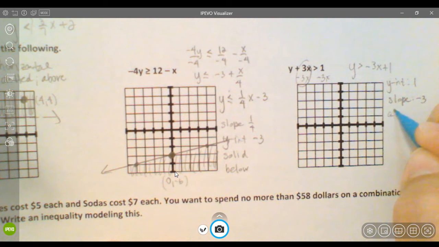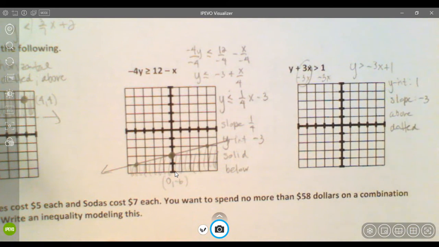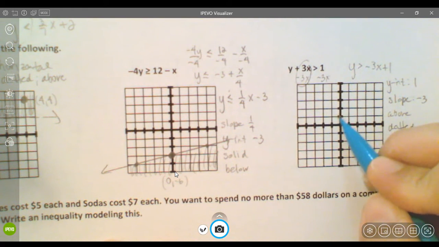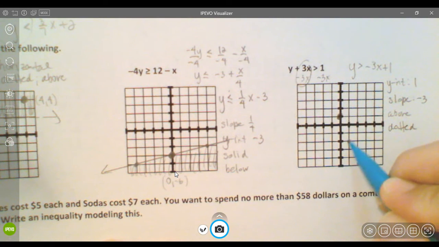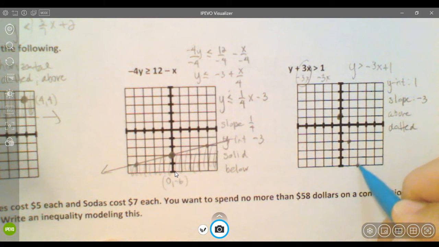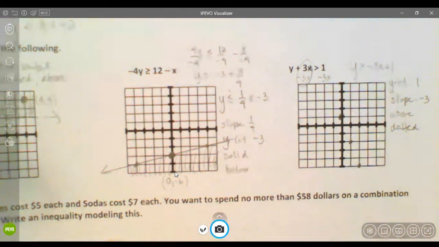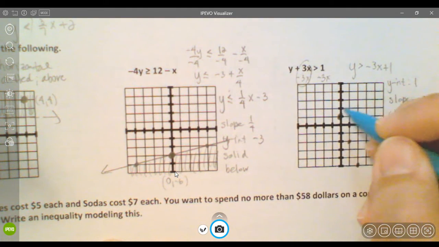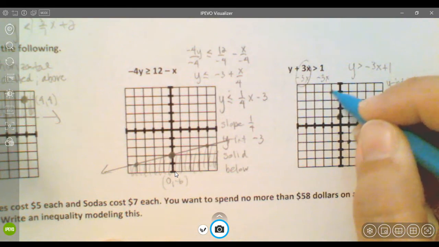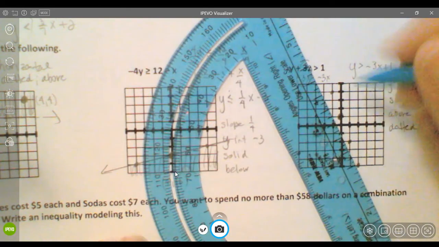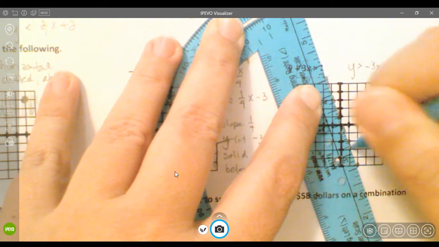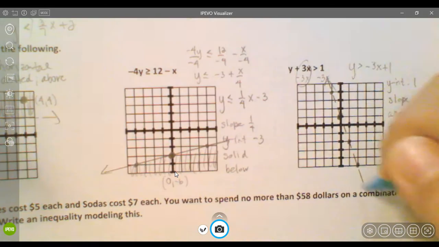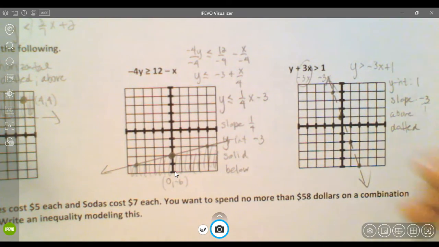I shade above a dotted line. Oh, dude, I did that so backwards. So my y-intercept is 1. My slope is -3. That says go down 3 to the right 1, down 3 to the right 1. Remember, that's over 1. Up 3 to the left 1. And it's dotted, and we need to shade above.